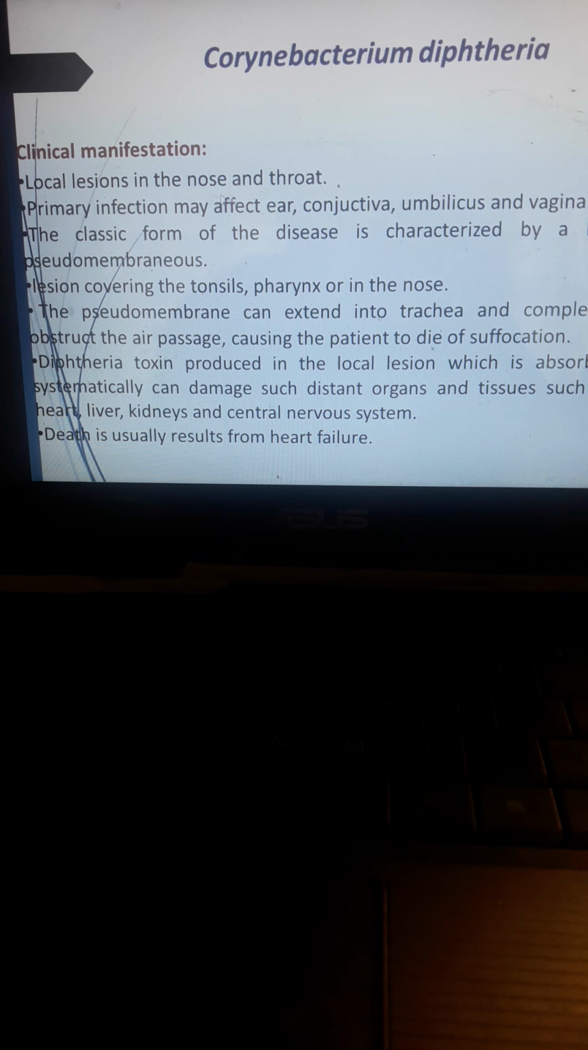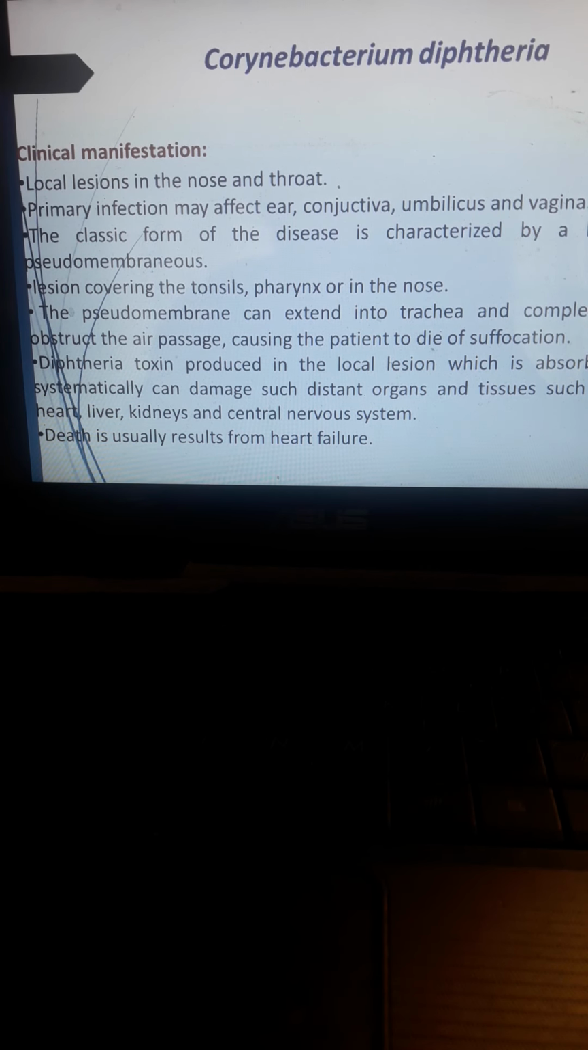So, Corynebacterium diphtheriae. Clinical manifestations: local lesions in the nose and throat. So, there is a lesion, a form of a sore. Primary infections may affect the ears, conjunctiva, umbilical cord, umbilicus, and the vagina. The classic form of the disease is characterized by pseudomembranous cells which have lesions already, a form of sore. Lesions cover the tonsils, pharynx, or the nose.